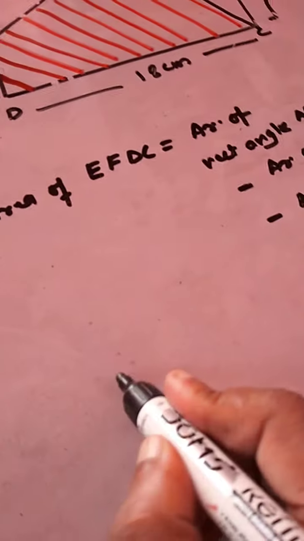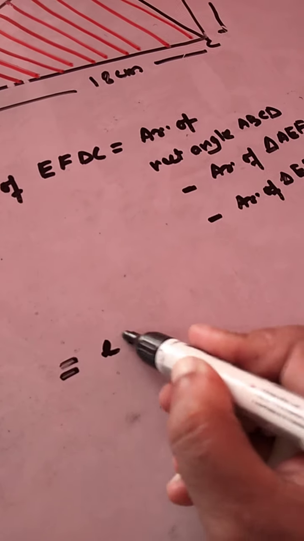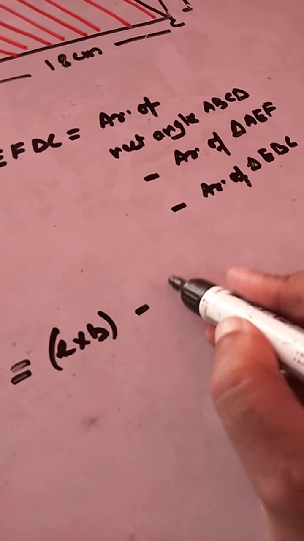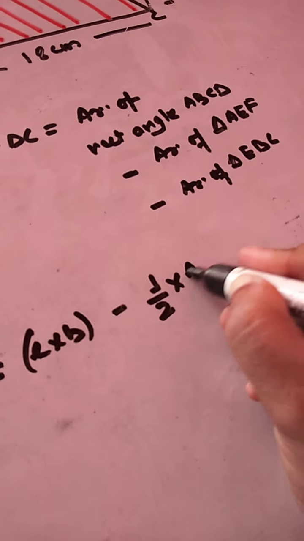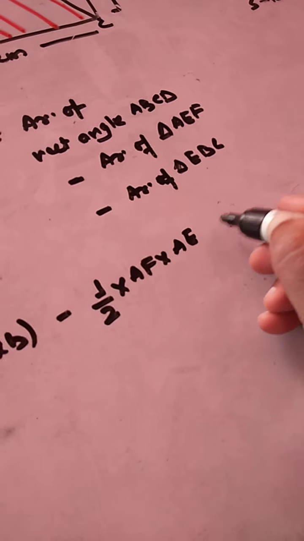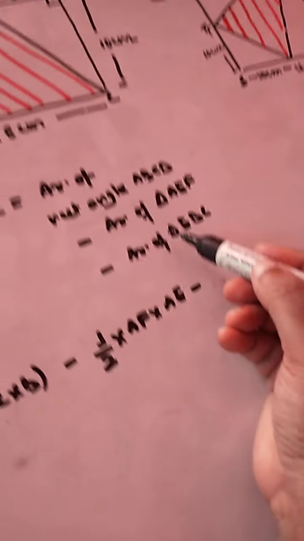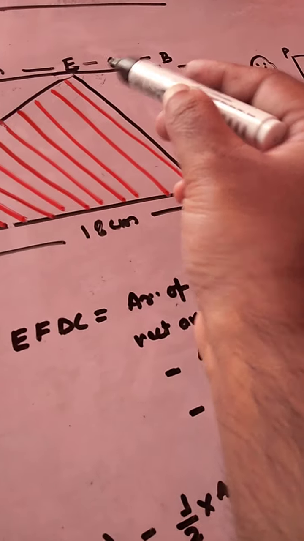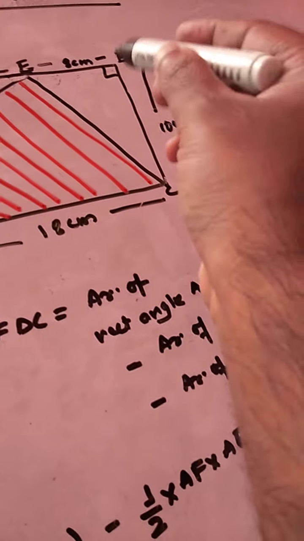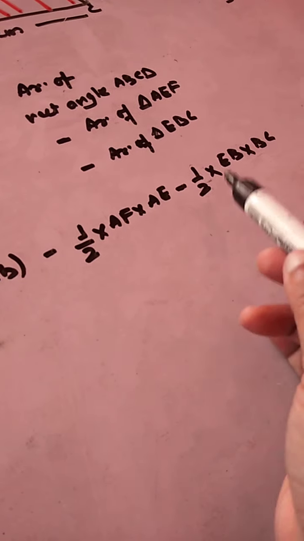Okay. Now what is the area of a rectangle? Length into breadth, isn't it? So this is the area of rectangle ABCD. Area of triangle AEF means half into base into height. So half into base, in place of base we will write AF, and height is what? AE, isn't it? Same formula we'll use for this triangle also, half into base into height. If I'm taking EB as the base, then height would be BC, isn't it? So this is the formula, students: length into breadth, half into base into height, half into base into height.